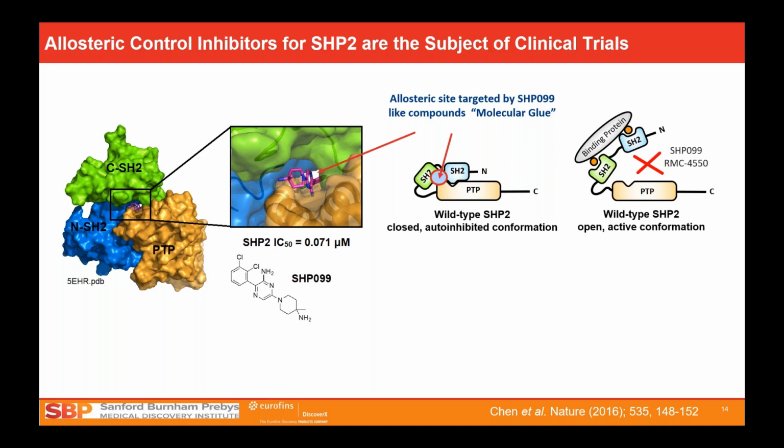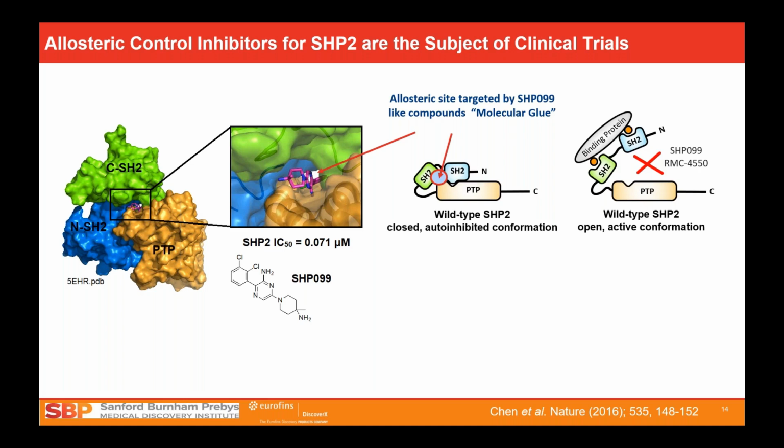sits inside a cleft that is wedged between the SH2 domain and the PTP domain. This so-called allosteric site targeted by the SHP2 class of compounds, they refer to this as molecular glue. And this compound is then able to stabilize wild-type SHP2 in its closed auto-inhibited conformation.